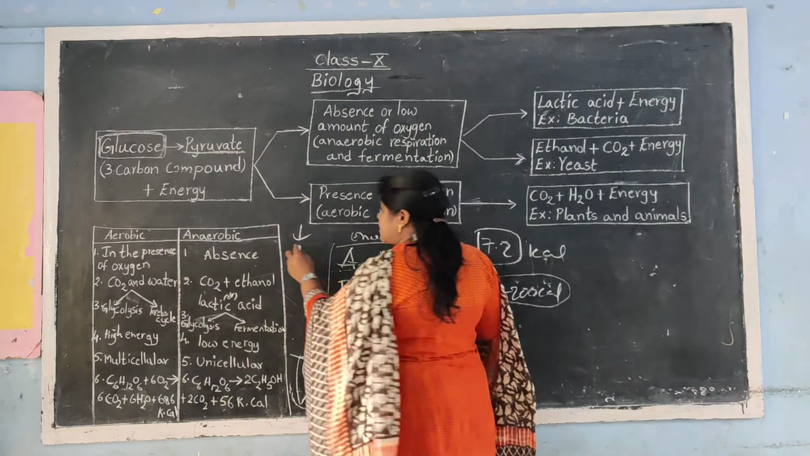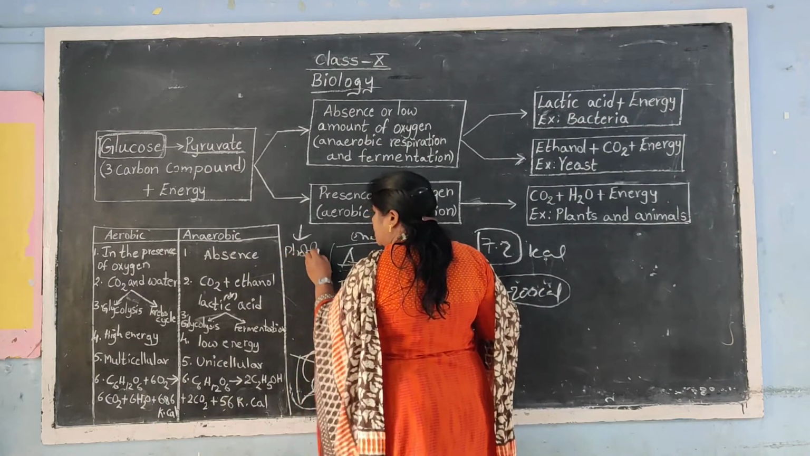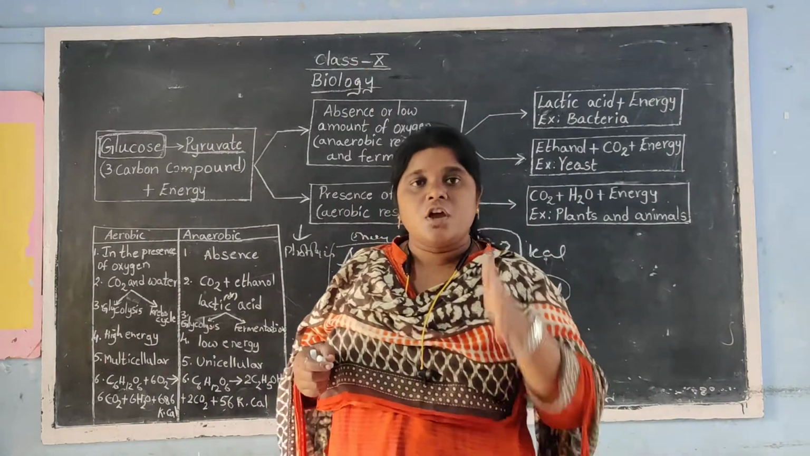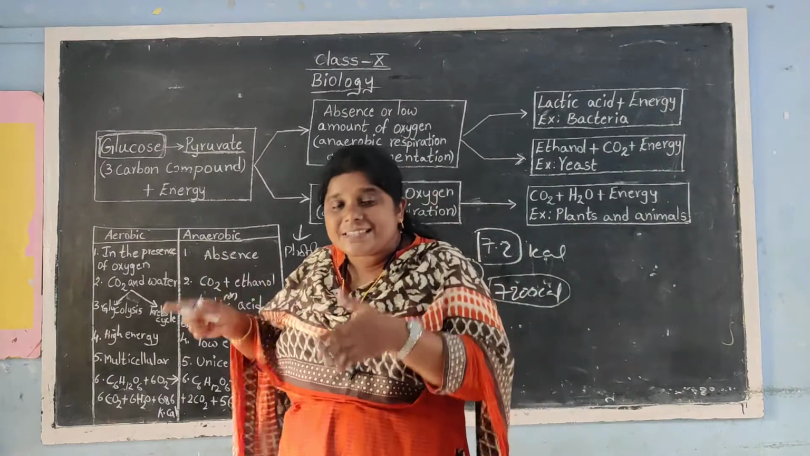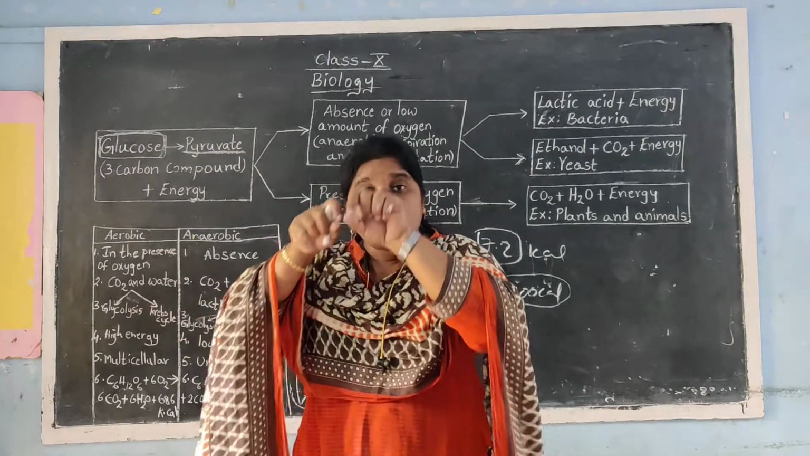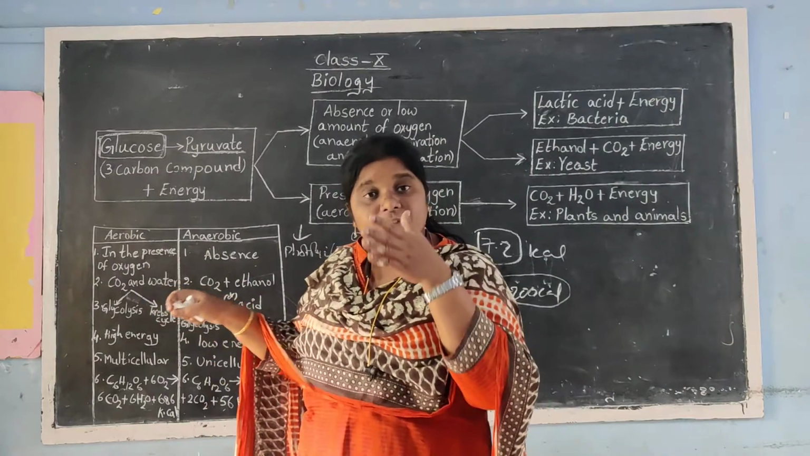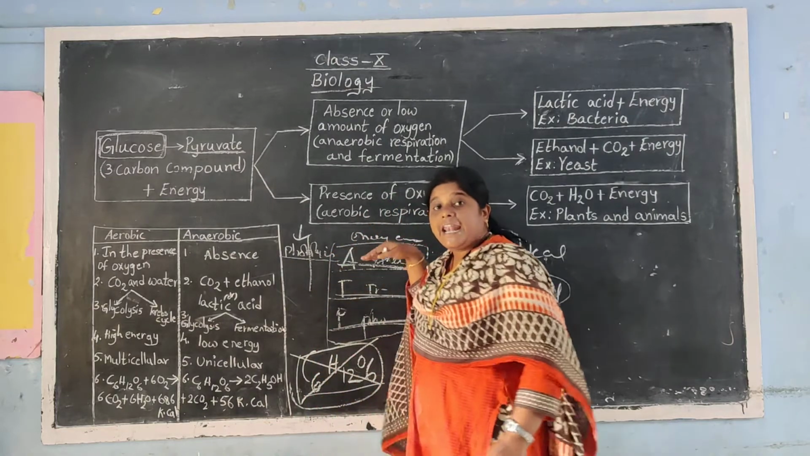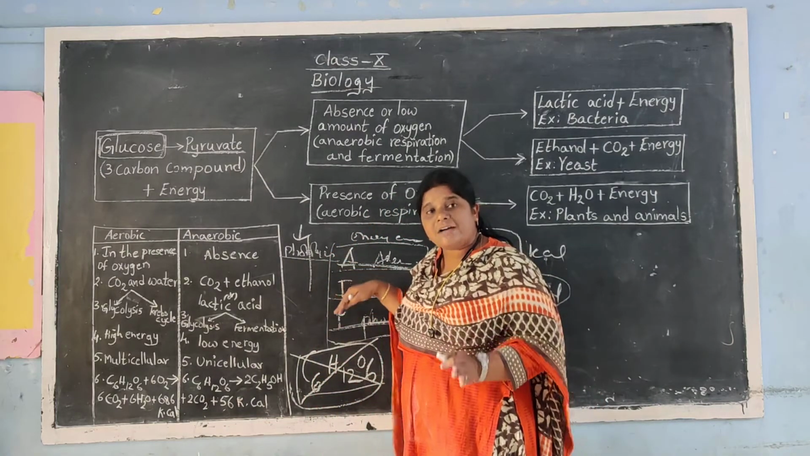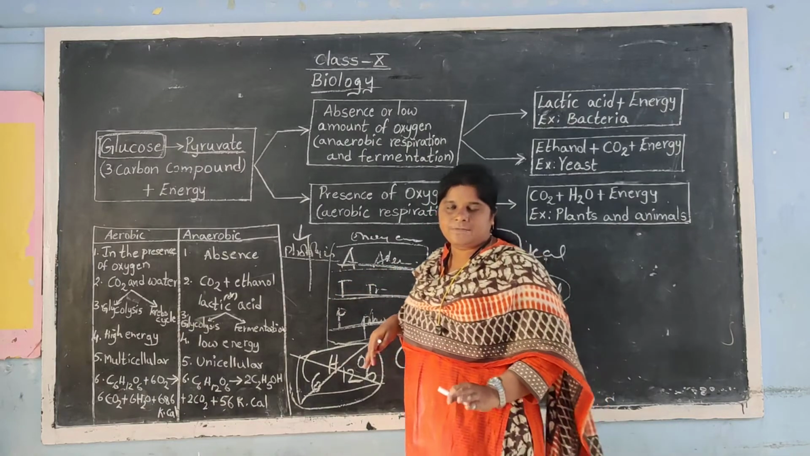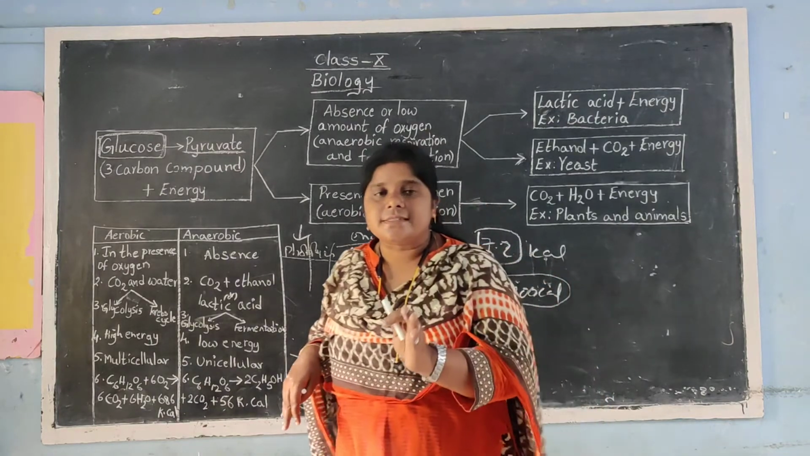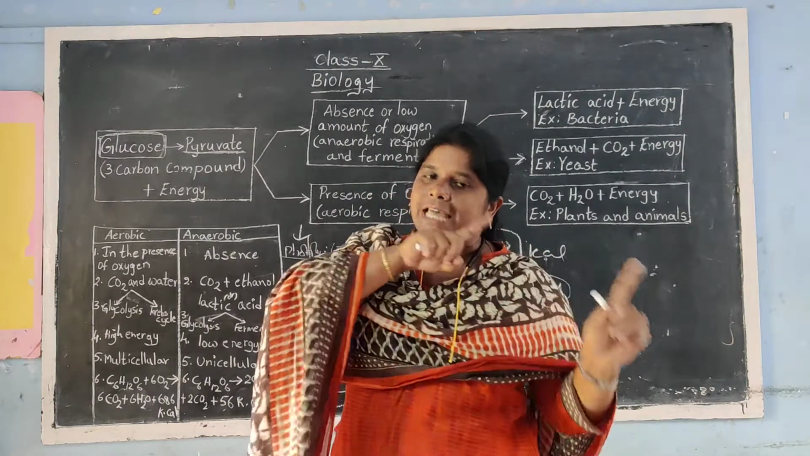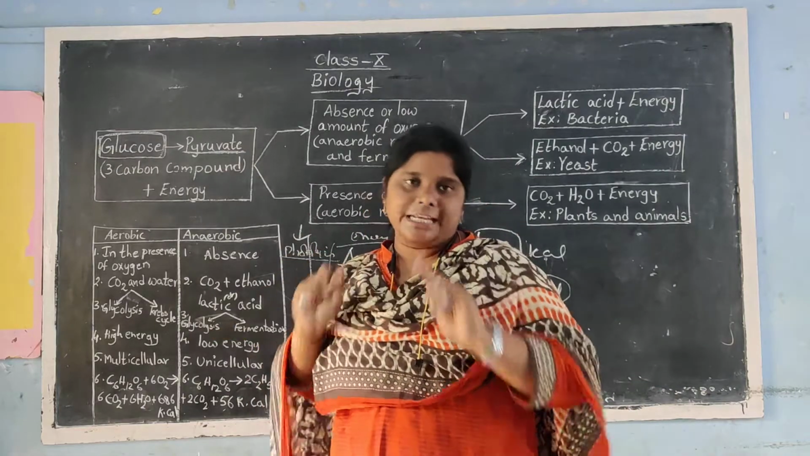In photosynthesis, you have studied photolysis. How many of you remember? Whatever it is, there is a first step called photolysis in photosynthesis. Photo means light, lysis means breakdown. They are breaking a water molecule with the help of light. That is why it is called photolysis. In the same way, you have a step called glycolysis.